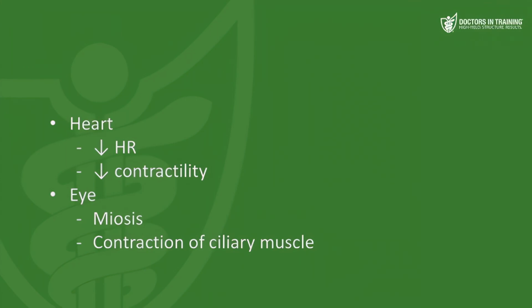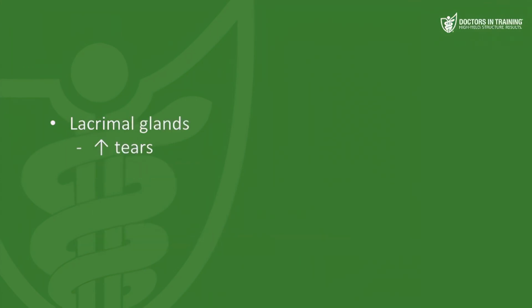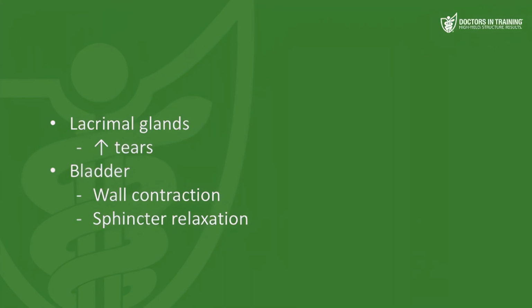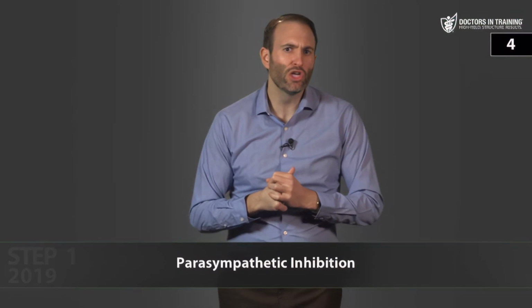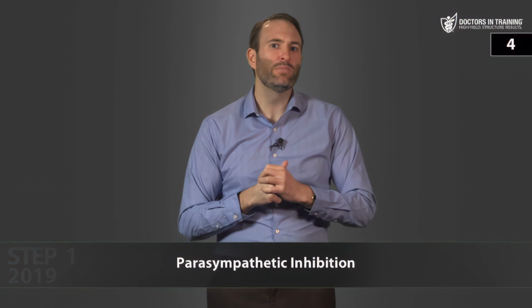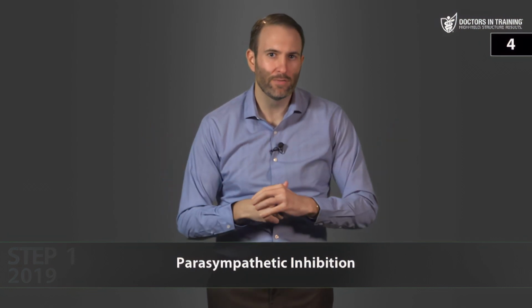to accommodation. In the lacrimal glands, you're going to see stimulation of tear production. In the bladder, you're going to see contraction of the wall and relaxation of the sphincter. In the penis, you're going to see erection, and in the clitoris, you see engorgement. So let's go ahead and look in the study guide here. What are the symptoms of inhibiting the parasympathetic activity?